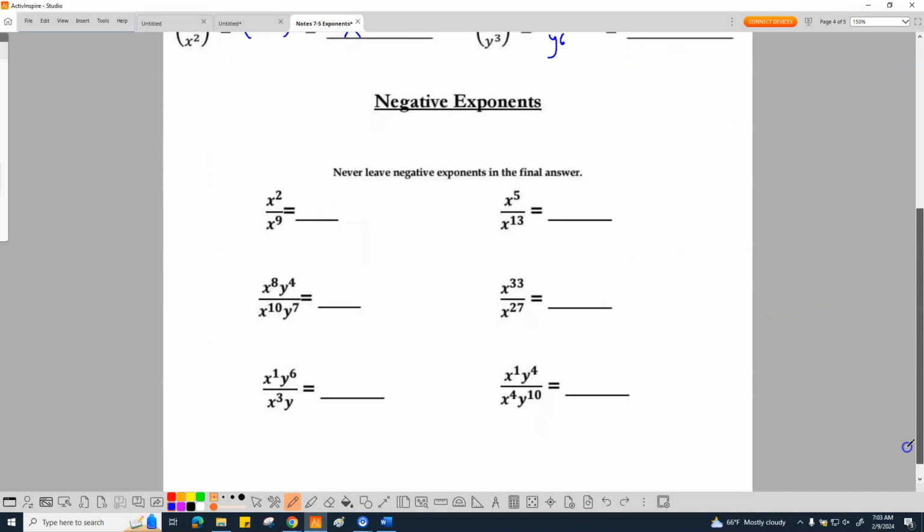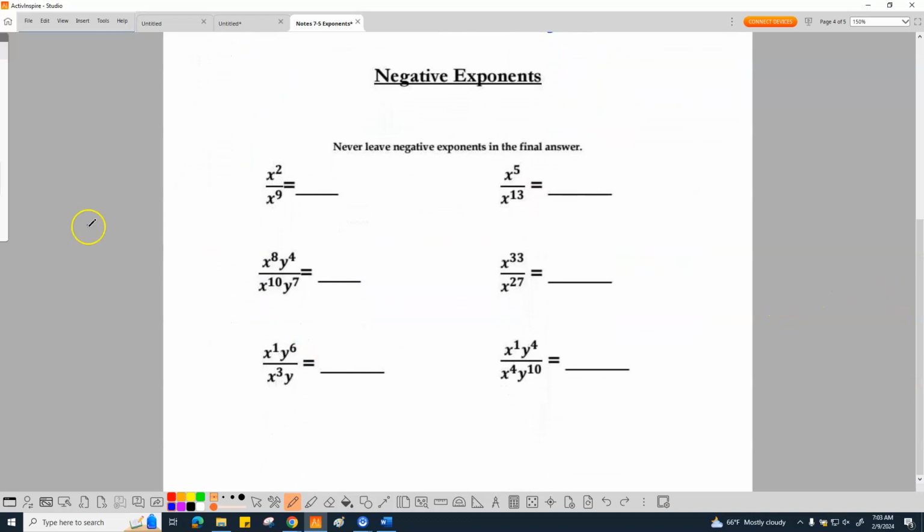I'm going to go ahead and fill out these real quickly because these are kind of fun. I'm going to do this relatively fast without much talking. 2 minus 9 is negative 7, so I'm going to do x to the negative 7. But we don't like that. The rule for that is put it to the other side of the fraction. So if it's in the numerator, throw it in the denominator, and vice versa. 5 minus 13 is x to the negative 8. We don't like that, so we're going to move it down here as x to the 8th. And notice the sign switches.